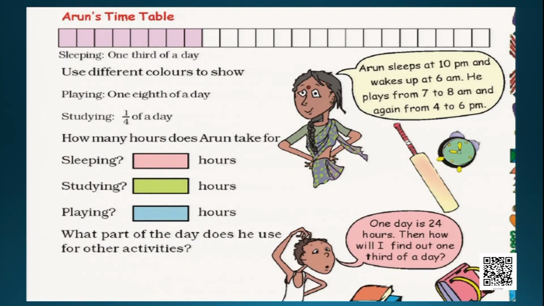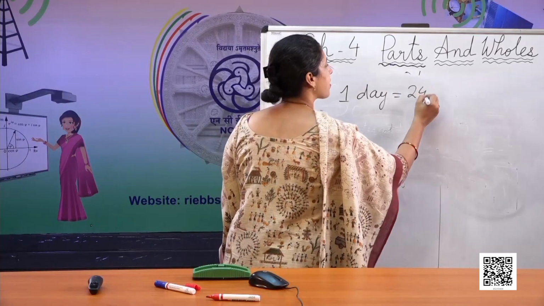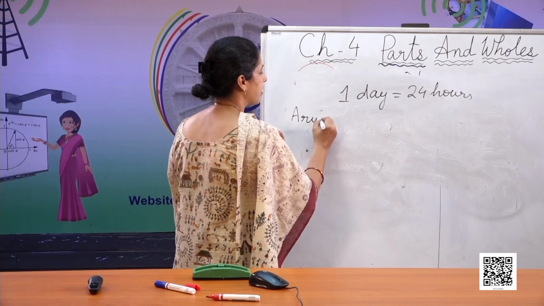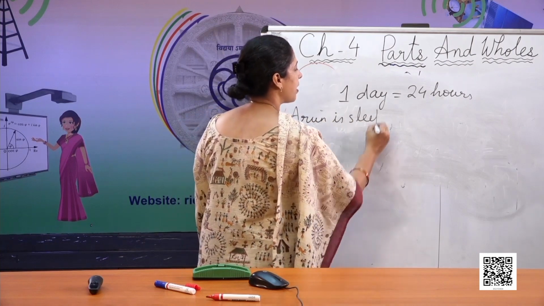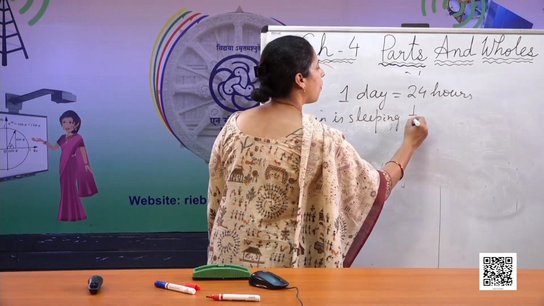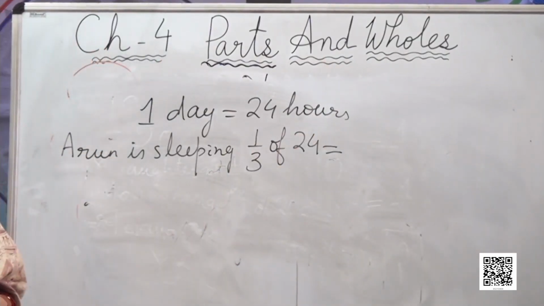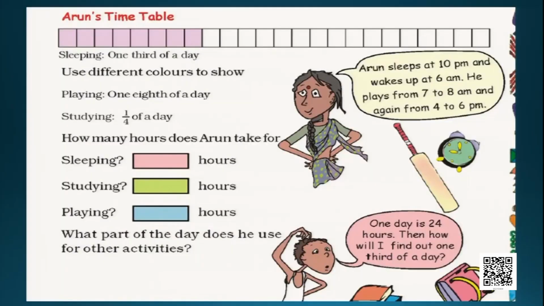Now let's find out the value of Arun's total timetable. Now he is telling, I am sleeping 1/3 of a day. Now 1 day is equal to 24 hours. Yes. So Arun is sleeping 1/3 of 24. That means 24 hours divided into 3 equal parts. Can you do it now?